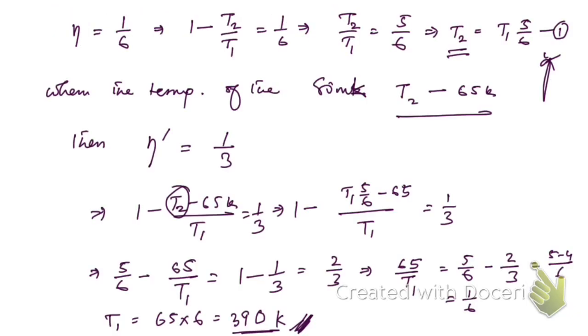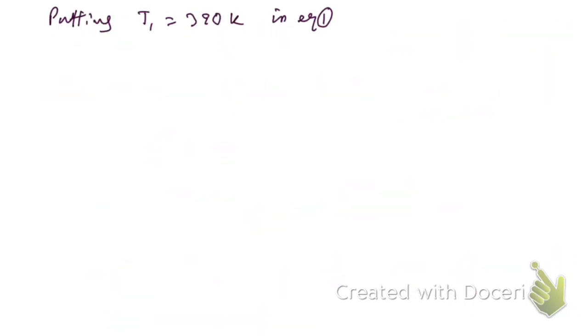What was the equation number 1? Let me copy this equation number 1. Okay, so this was the equation number 1. So if we put here, then we're going to get T2 is equal to T1 into 5 by 6. Instead of T1 we're going to write 390 into 5 by 6. That's what we're going to have.